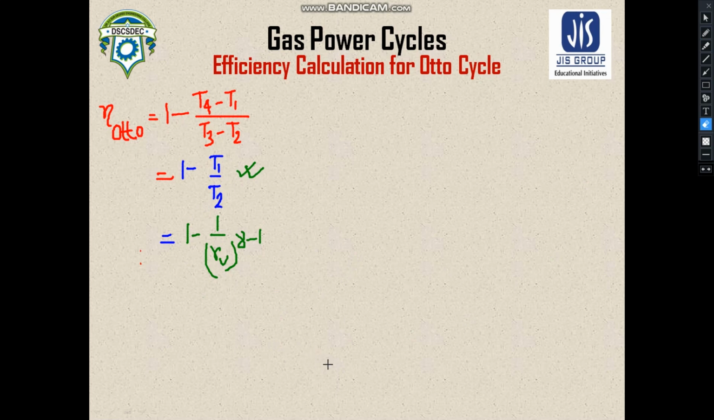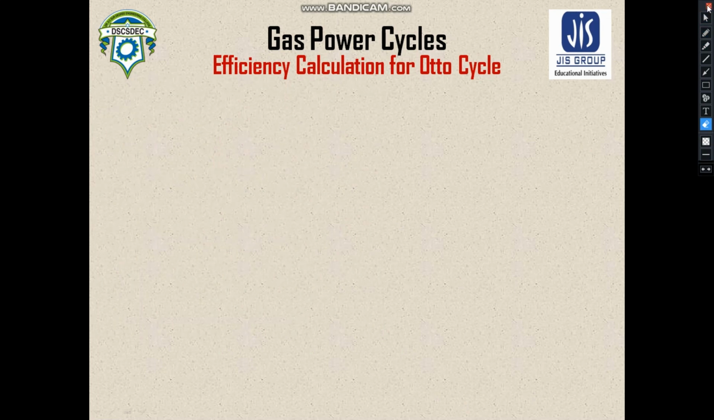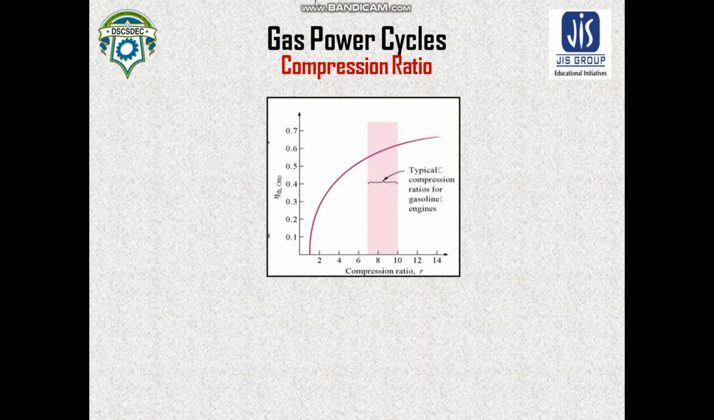Okay, so with this understanding, if you go on increasing the compression ratio, the efficiency of the Otto cycle would also go on increasing. This is a very simple thing to understand. Now let us move on to see the influence of the increase of compression ratio on the change of efficiency for the Otto cycle. So here you can see an important graph.